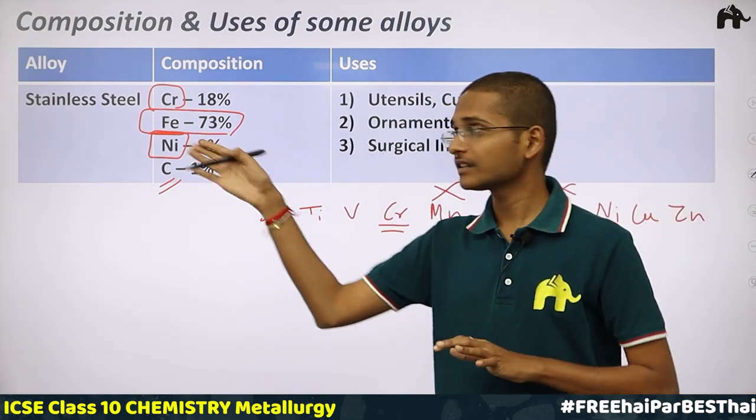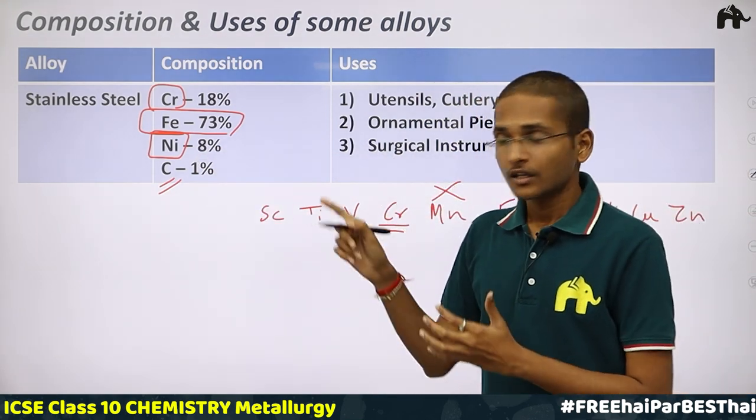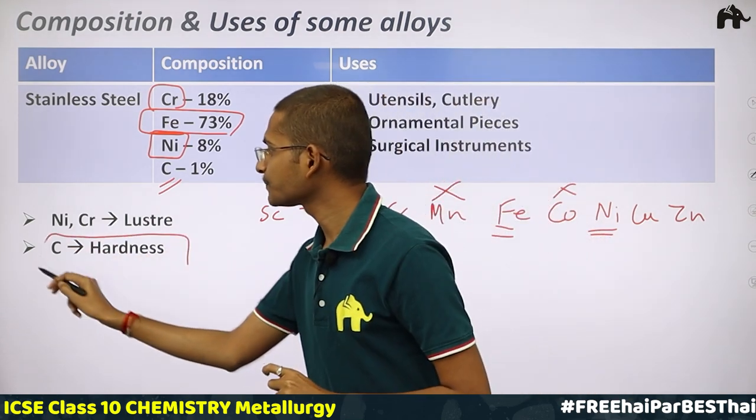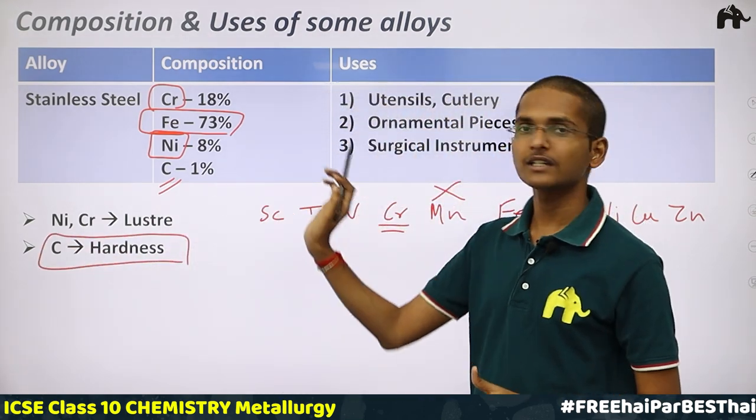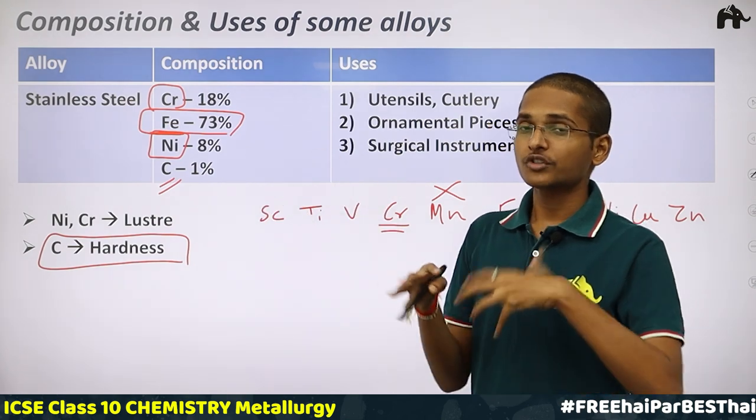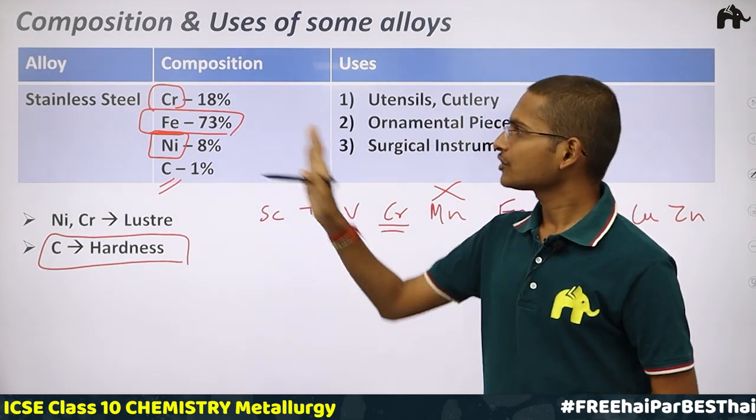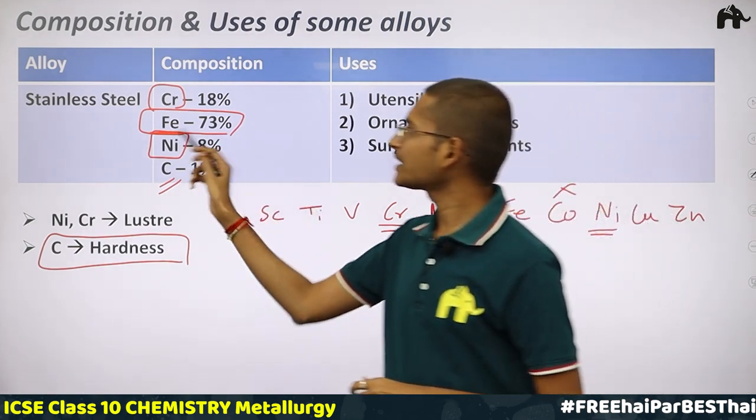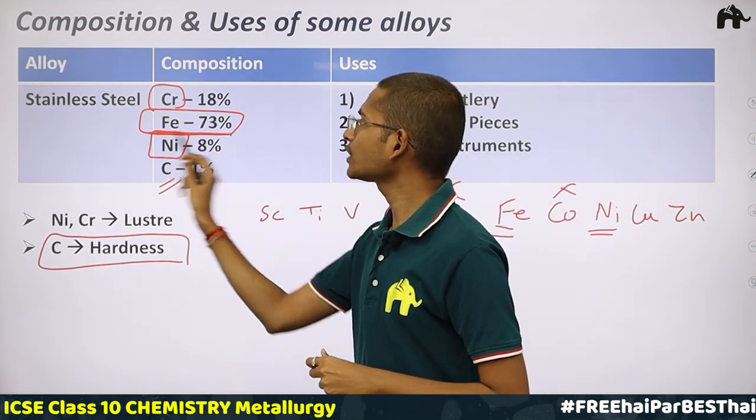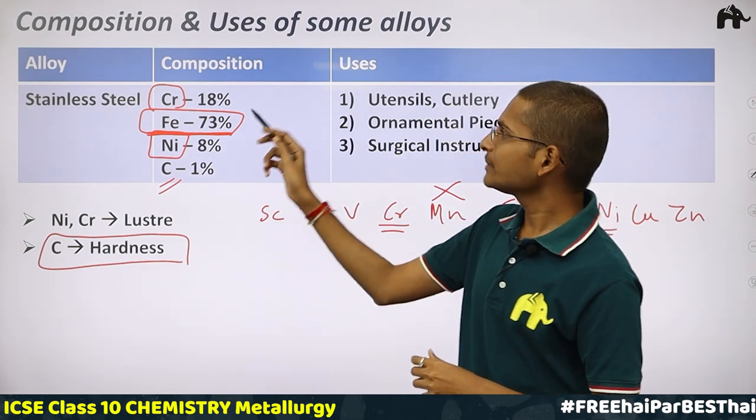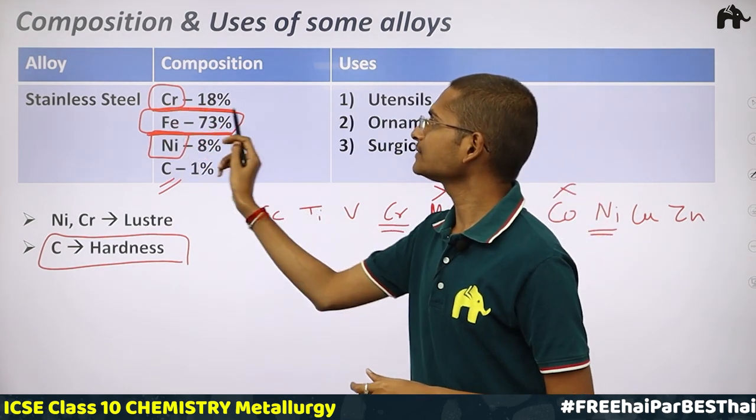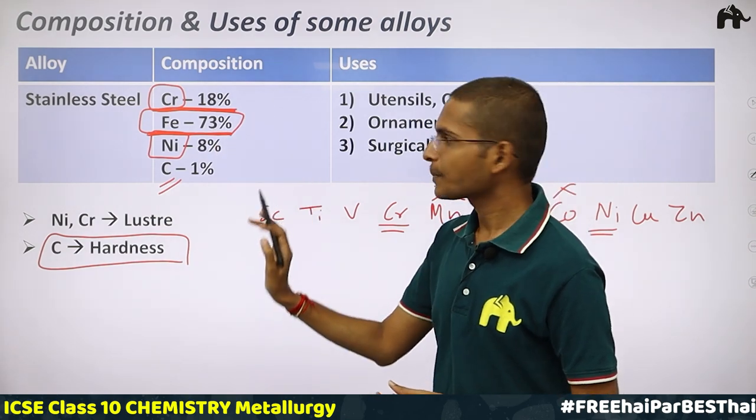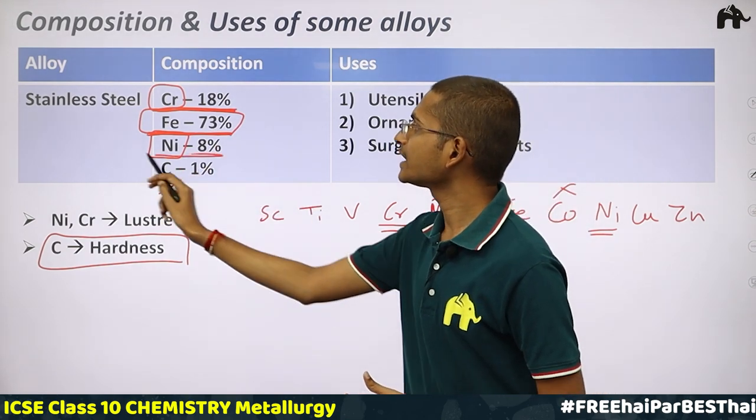So you just remember stainless steel's carbon, because why is this important? Because here the carbon is providing hardness. So you can remember it in this way, carbon, the last one, because it is providing hardness to the stainless steel. So what is the percentage? The principal metal is iron, so iron is 73%. Then chromium is 18%, so it would make 91%. And then nickel, 8%.